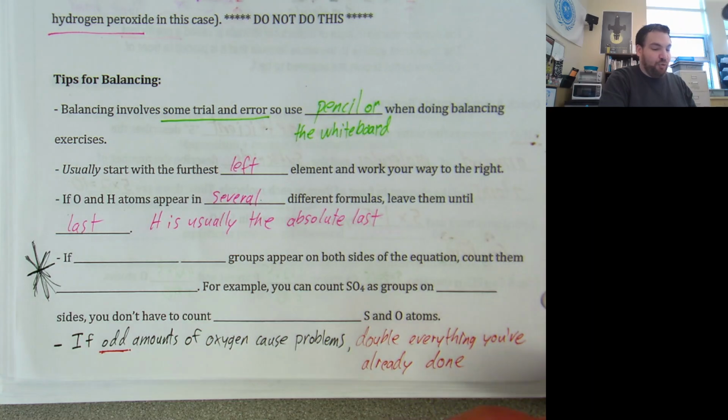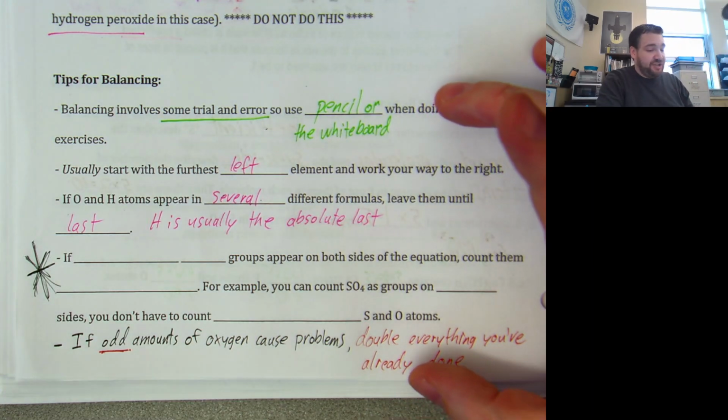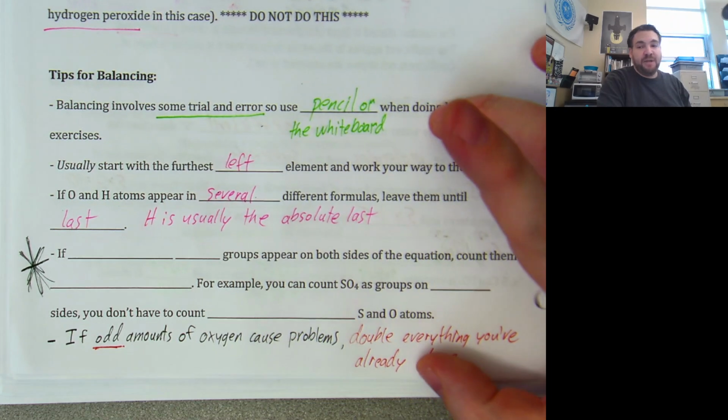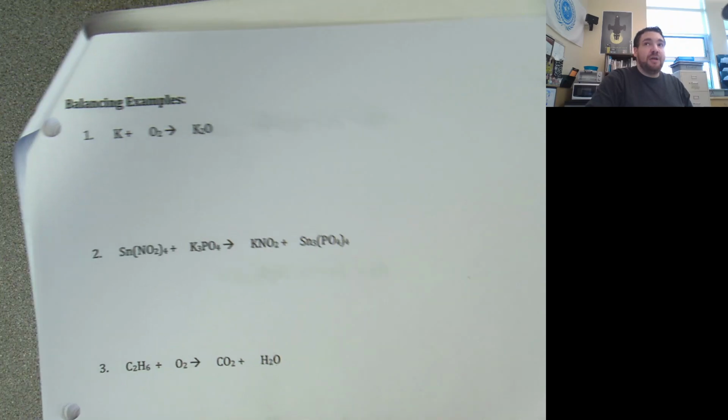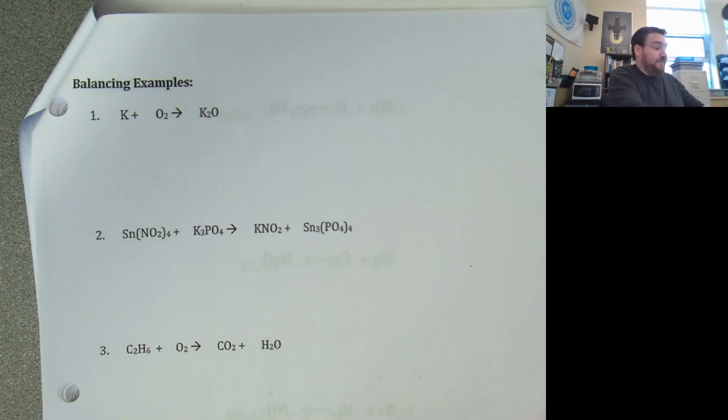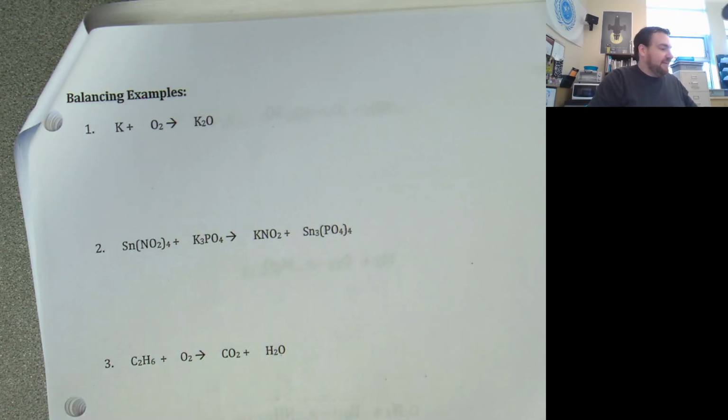But as a general rule, for the stuff that I'm going to give you at this stage, these are a good place to start. I'll do a couple examples, and then the bell's going to go for lunch. And you're not going to have any homework for me today. Let's take a look at some of these. So, here we go. Balancing examples.